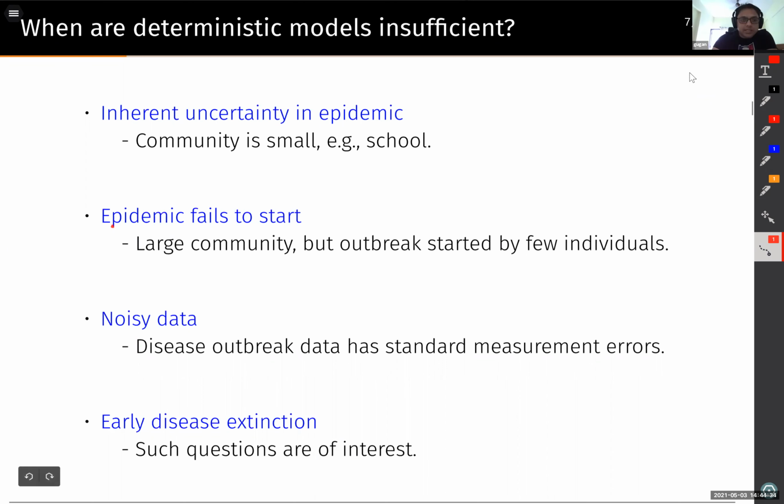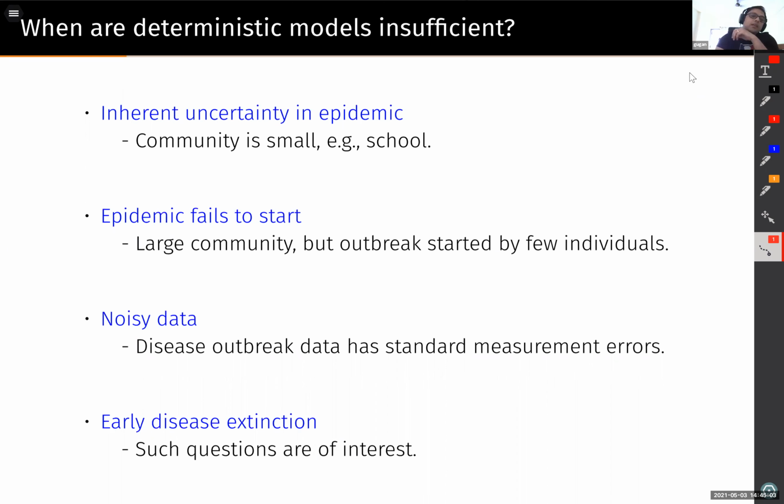The other situation is when the epidemic fails to start. Imagine that you have a large community, but the outbreak is initiated by a few individuals. In the worst case, imagine there is only one infected person, and by sheer luck, before he spread the infection to someone else, he recovered. So in that sense, the epidemic just failed to start. And such a situation can never occur in deterministic ordinary differential equations.